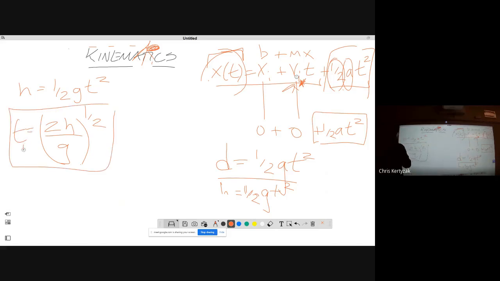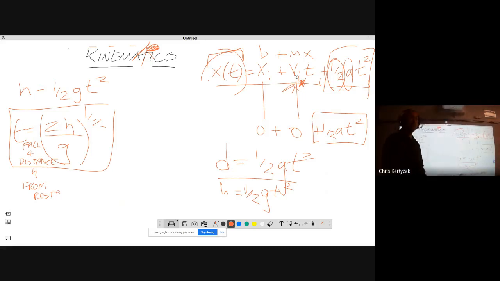Time to fall. The distance h from rest. It has to be from rest. If you decided to throw that thing down, the ball's in his hand, he throws it down with a certain speed, leaving his hands with a downward speed of whatever, 10 meters, 20 meters per second.